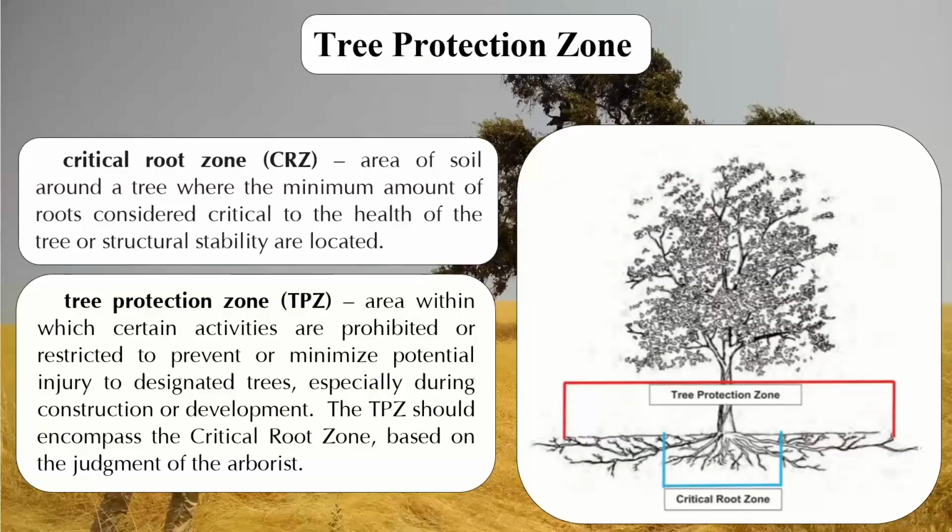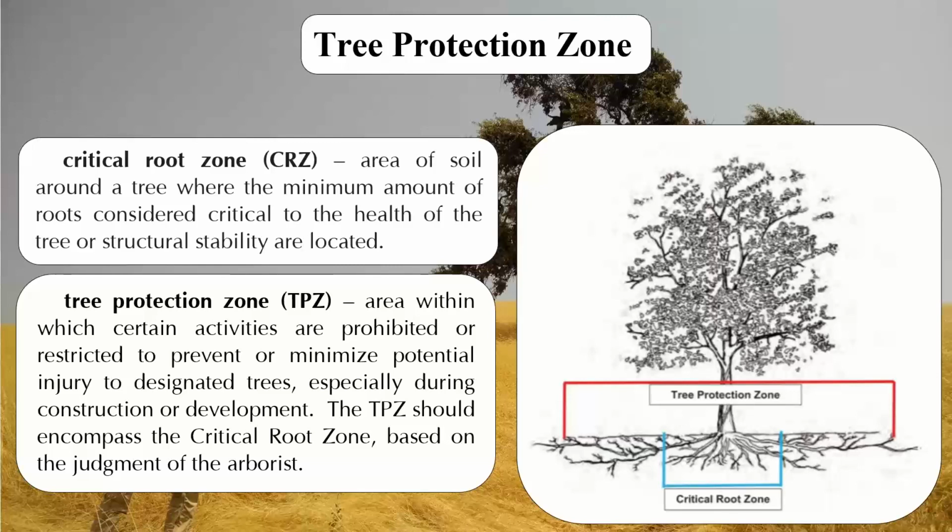So the tree protection zone is an area within which certain activities are prohibited or restricted to prevent or minimize potential injury to designated trees, especially during construction or development. The TPZ should be bigger than the critical root zone based on the judgment of the arborist, right? So the tree protection zone should always be big enough that the tree is likely to survive, in my opinion.